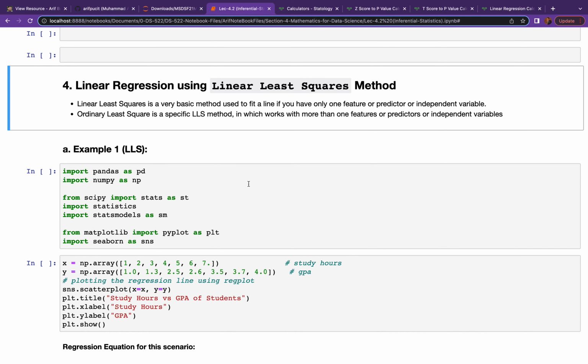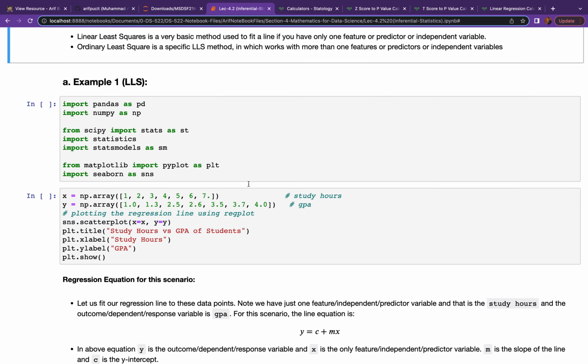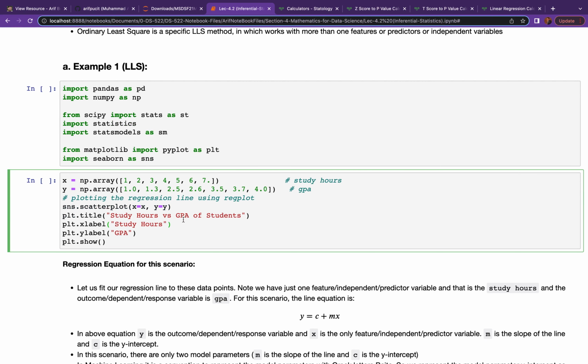My dear friends, this method or technique works fine if you have only one feature or predictor or independent variable. For multiple features, this will not work. For that, you can use the ordinary least squares method, and inshallah, we will discuss that in the machine learning module of the course. This is just a bonus part in today's session.